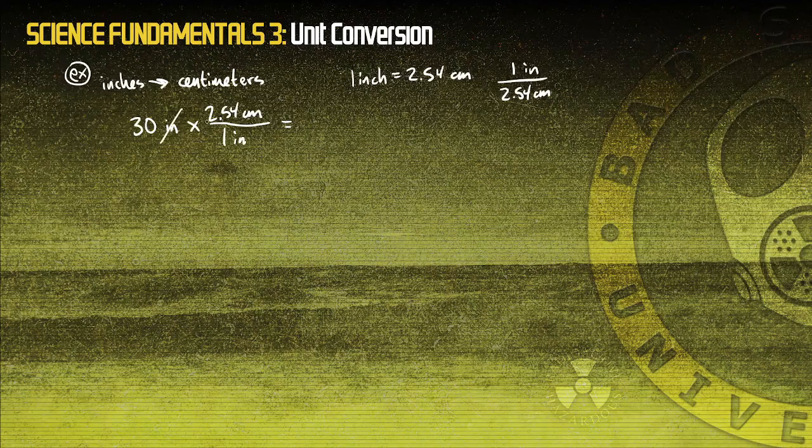And then the units divide out, leaving you with centimeters. So you just have 30 times 2.54 centimeters. And that's going to equal 76.2 centimeters. So to do the sig figs on here, we just have one significant figure. So the answer is going to be approximately 80 centimeters.